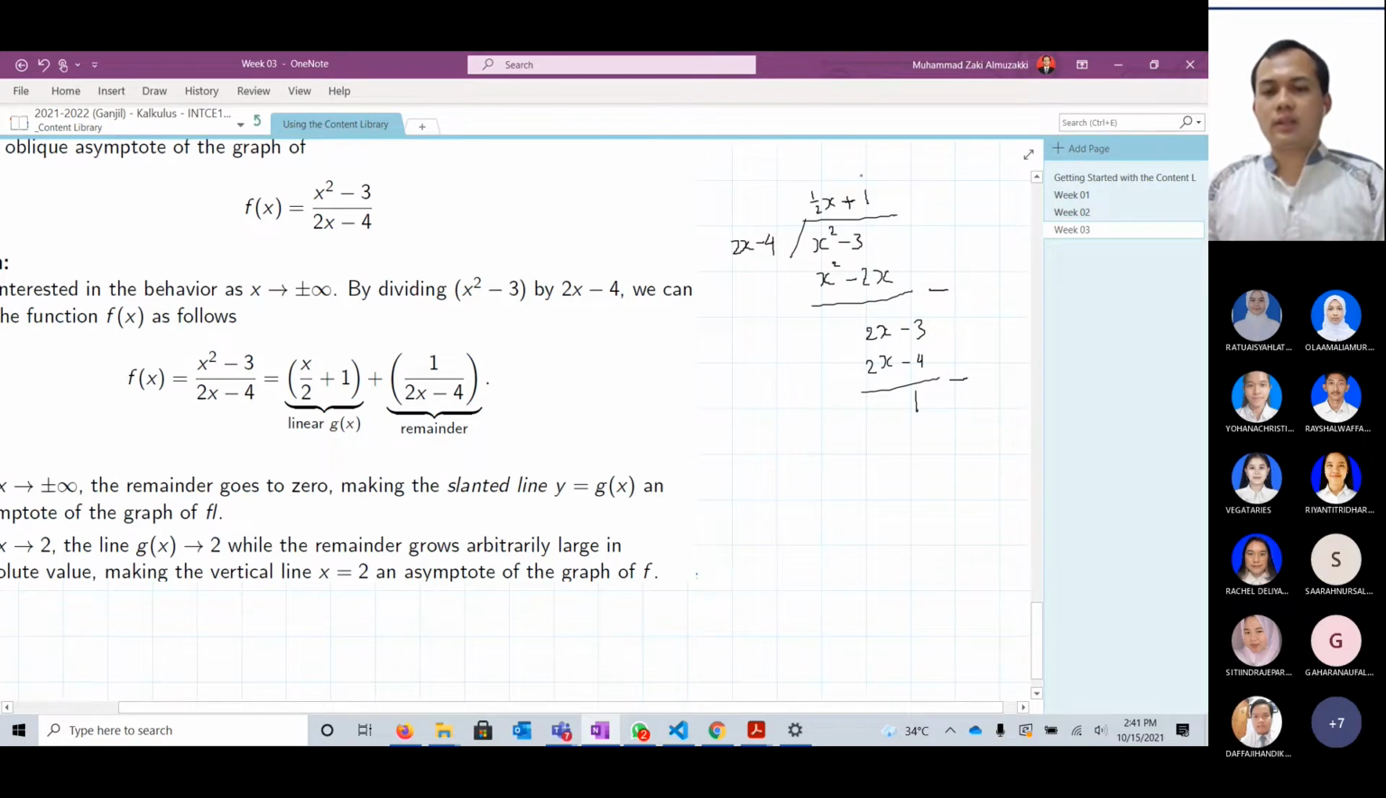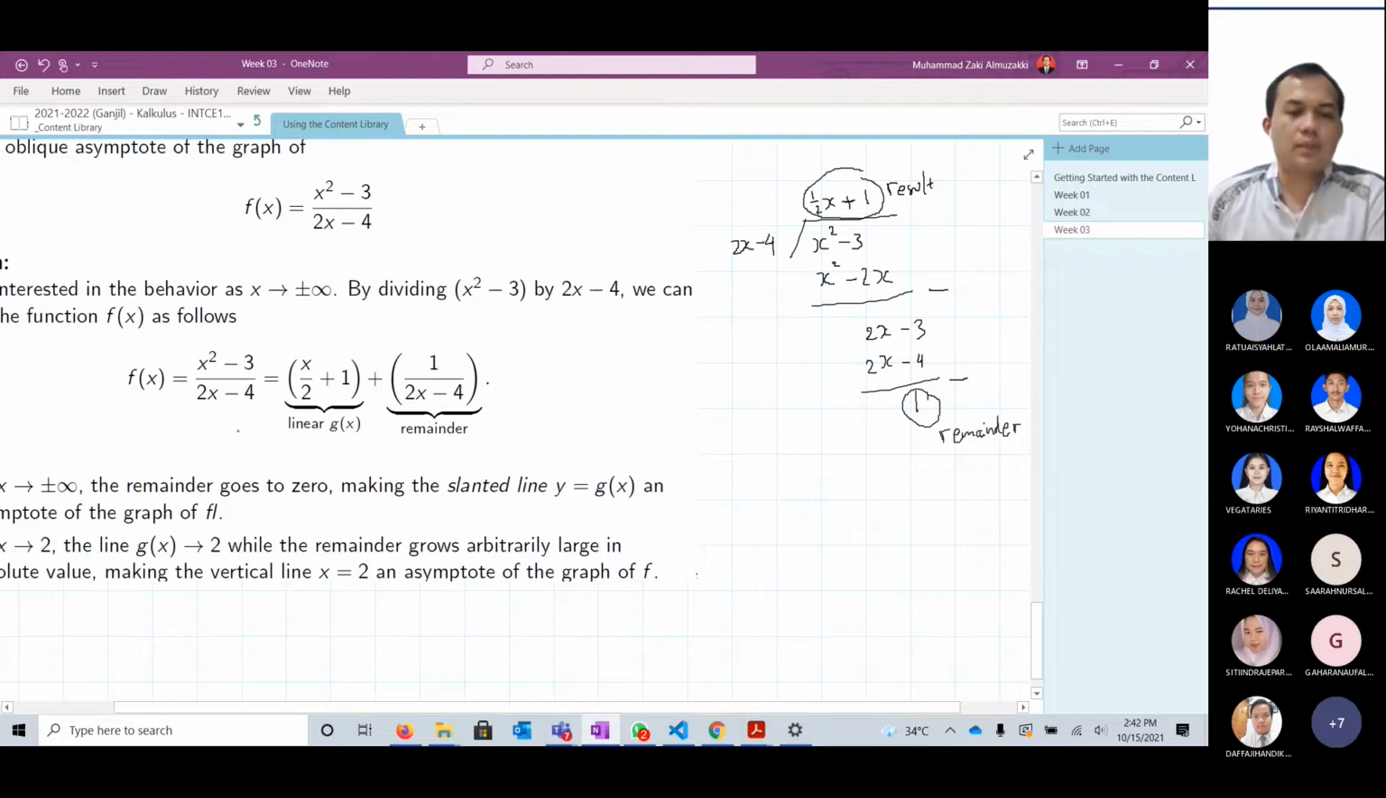So in this case, this is the result and this is the remainder. Jadi yang atas, yang setengah x plus 1 adalah hasil bagi, yang satu yang di bawah ini adalah sisa pembagian. Sehingga we can rewrite f of x equal to x squared minus 3 over 2x minus 4 as x over 2 plus 1 plus 1 over 2x minus 4. Is it clear?